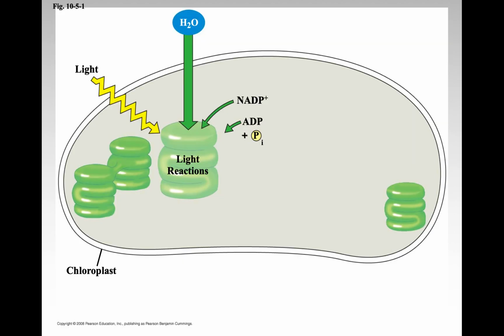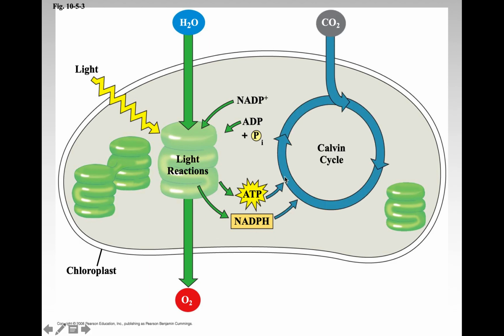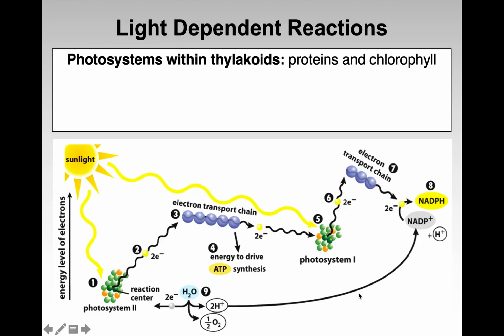All right, so very quick overview. Water comes in. It gets split into oxygen and some electrons. Those electrons are going to go through a series of electron transport chains to make both ATP and NADPH. In the light-independent reactions, carbon dioxide comes in. We're going to use ATP and NADPH from the light-dependent reactions to fix that carbon and to make sugar.